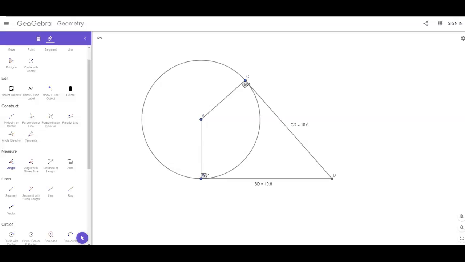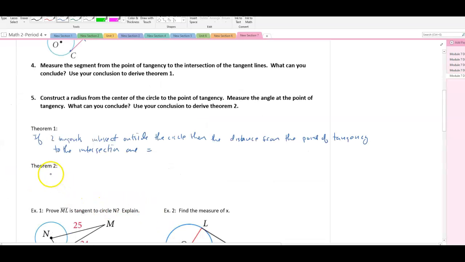So basically, when I look at this, if a radius and tangent intersect on the circle, a right angle is formed at the intersection.